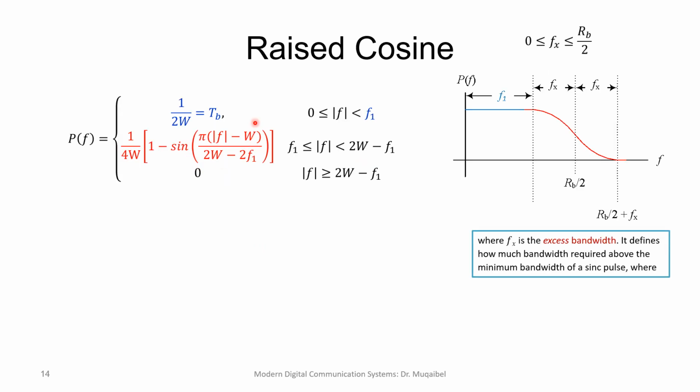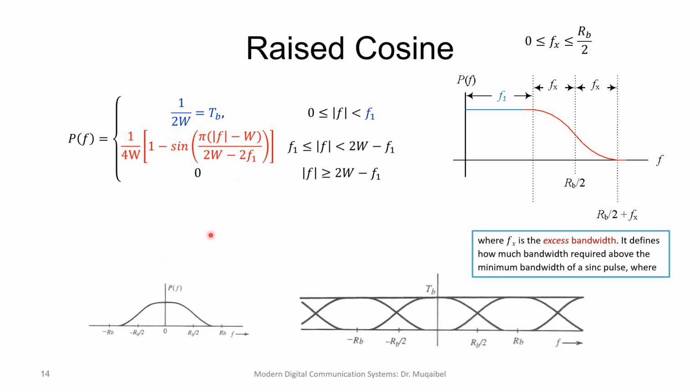All right, so we look at the raised cosine. The raised cosine has 3 distinct regions. The one in blue, which is a constant, and then we have a transition. f_x is the amount of extra or excess bandwidth. So the bandwidth is extended from the minimum R_B over 2 to R_B over 2 plus f_x. By symmetry here, we have R_B over 2 minus f_x. So we have 3 regions, blue, and then we have the red region, and then we have the zero region. That's the general definition of the raised cosine family.